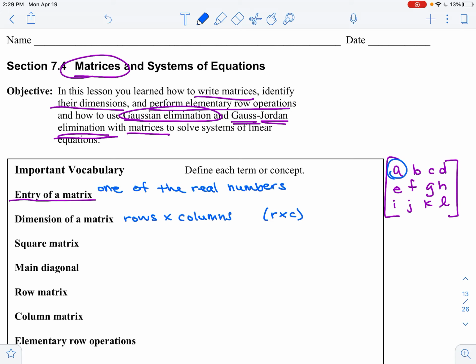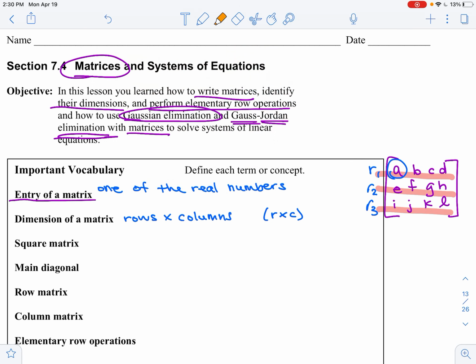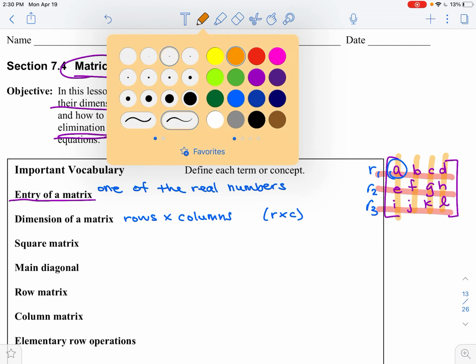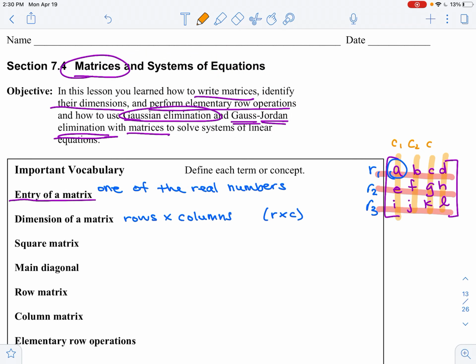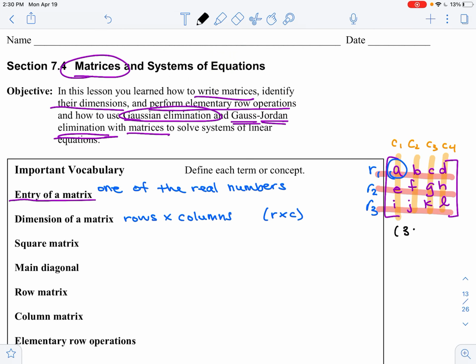So in this case, rows go across, by the way, because these are rows. So we would call this row 1, row 2, row 3. And these are columns. They go down. So in this case, there is column 1, column 2, column 3, column 4. So we would call this matrix a 3 by 4 because this 3 stands for the rows, 4 stands for the columns. Okay, a square matrix is when the number of rows equals the number of columns.